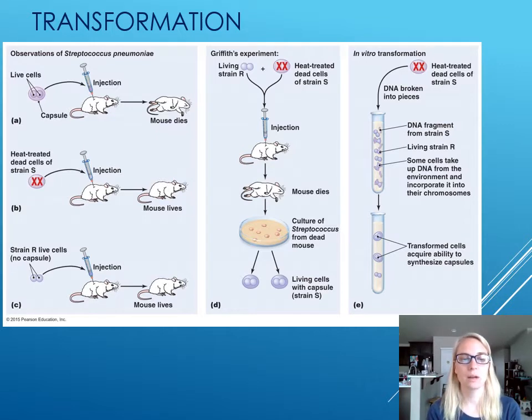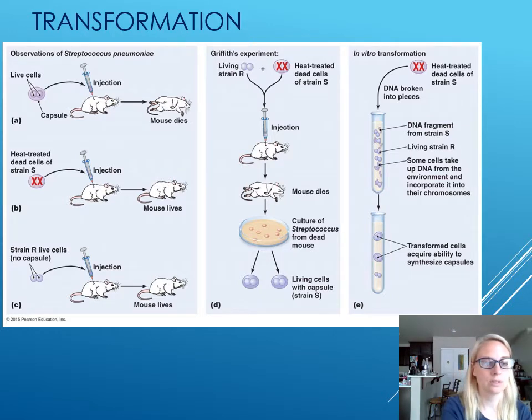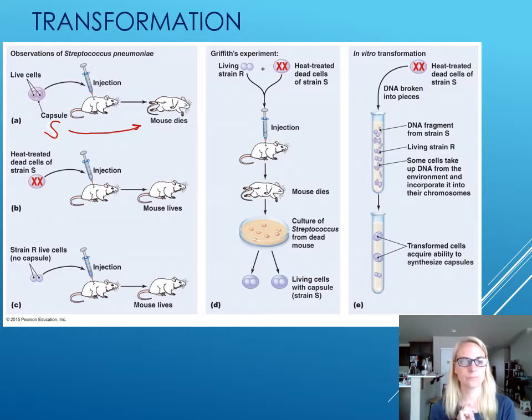One strain, when he injected it into the mice, always died. So these were his observations. And he called this the S strain. So this is the S strain, and the S strain equaled death. So then what he did was he took some of the S strain and he heated it up and killed it, and with the killed S strain, he observed the mouse does not die.